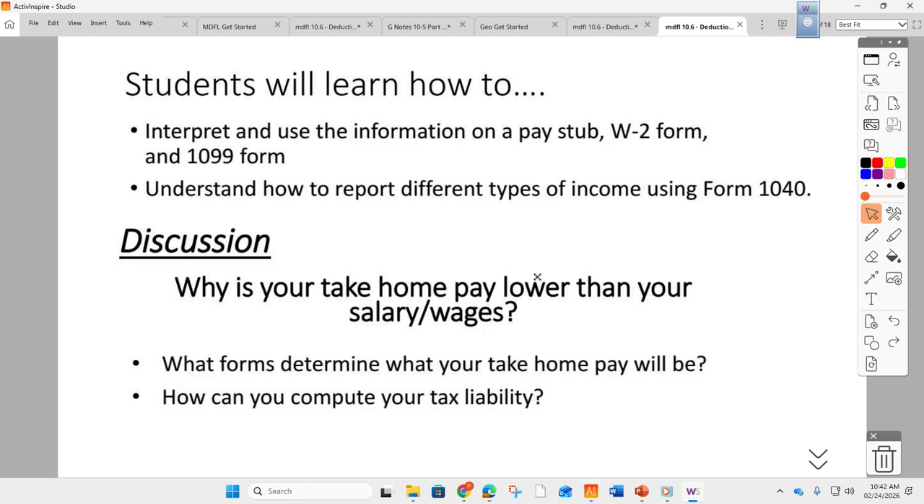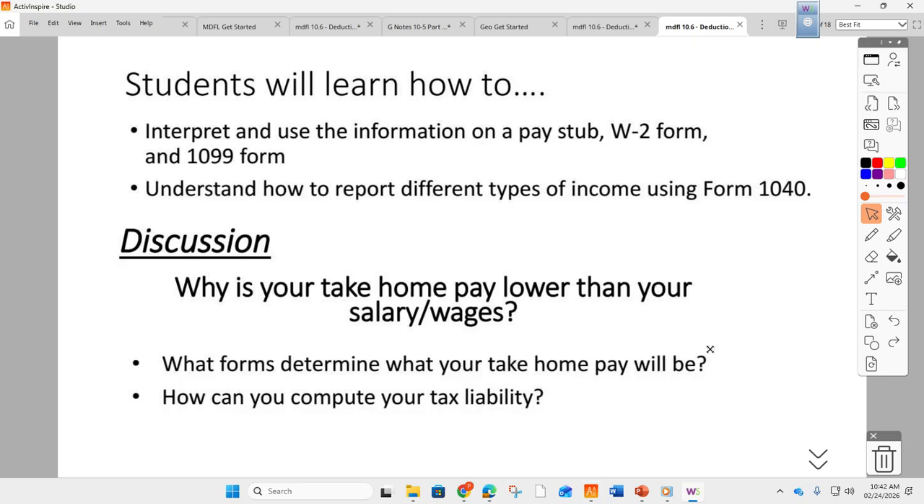Why is your take-home pay lower than your salary or wages? Do we know that already? Why is it, Layla? Because of taxes. Could also be when you have benefits that you pay for deducted or retirement funds. But yes, the biggest thing is your tax. The taxes have to be paid.